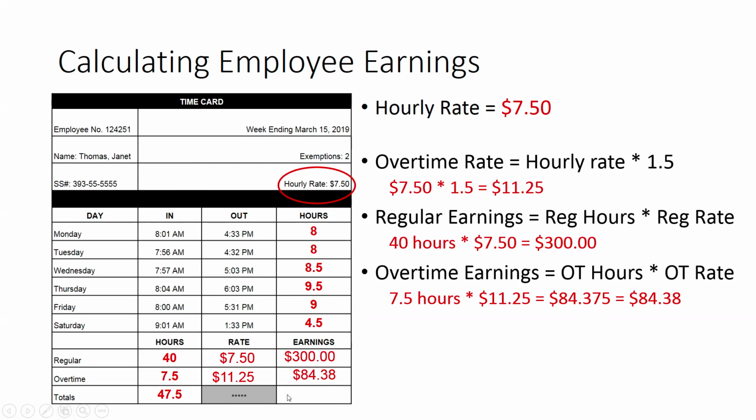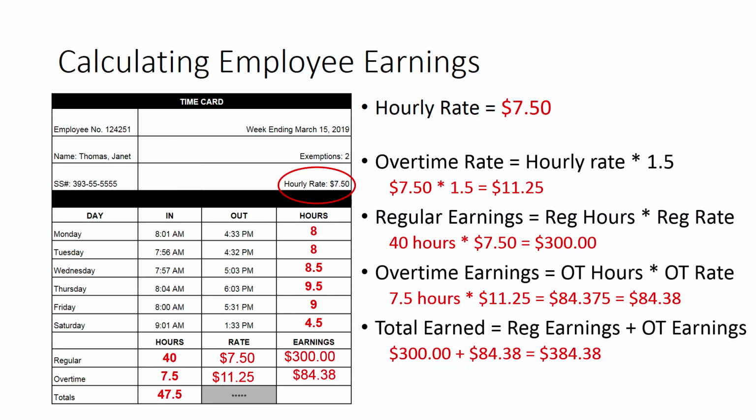And then to get total earnings, you are going to add your regular earnings plus your overtime earnings. So this person will have made that week in their total earnings $384.38. So that is their gross pay for the week. That is how you complete an employee's time card.